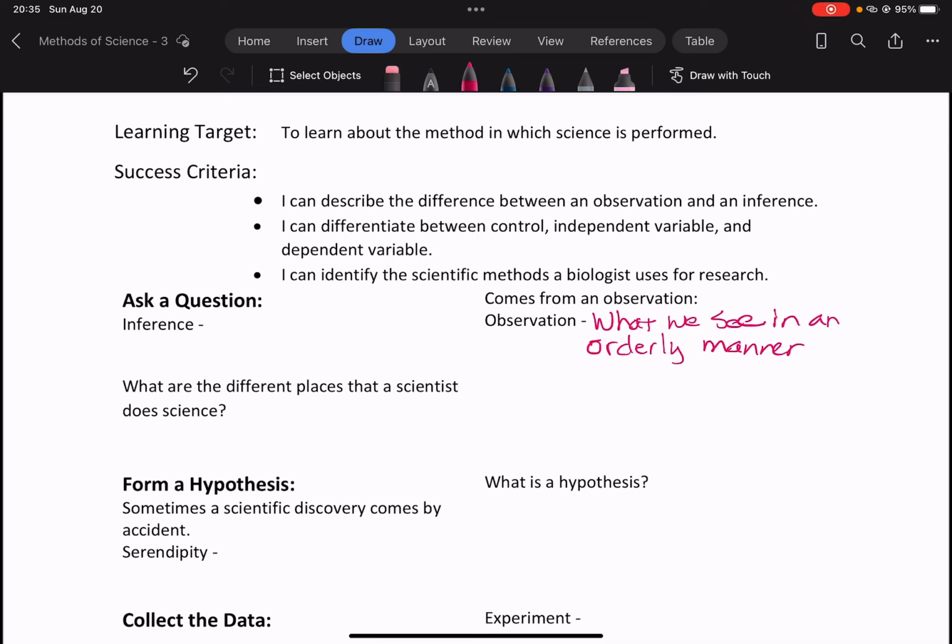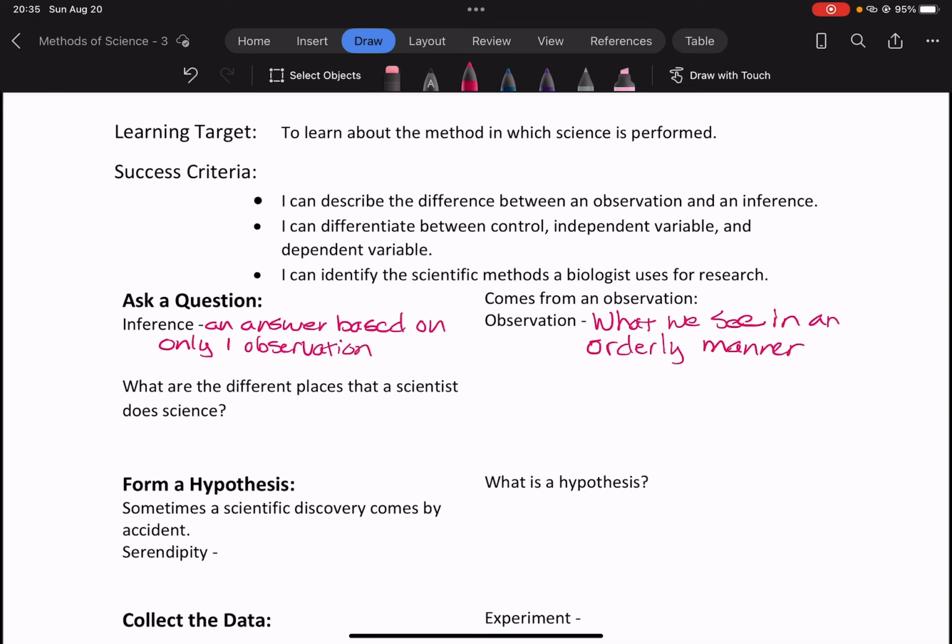It's like your first basic hypothesis. So a hypothesis or an inference is basically an answer based on only one observation. With only the data you have, you can make an inference. It is based on one.